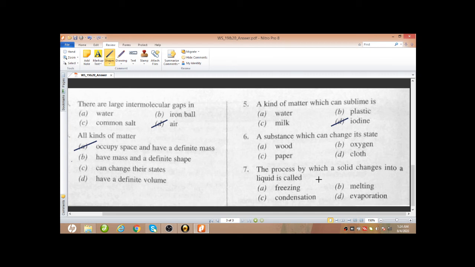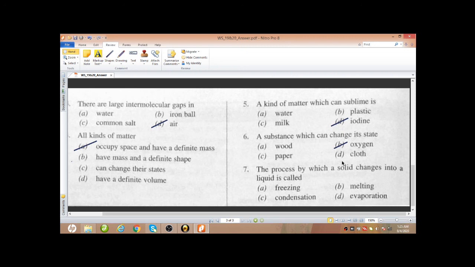Oxygen. If we compress it, we can get liquid oxygen. Paper, cloth and wood, these three cannot change their state. So this will be oxygen. Oxygen is the correct answer. If we provide those conditions, if we compress it and decrease the temperature, then we can get liquid oxygen.